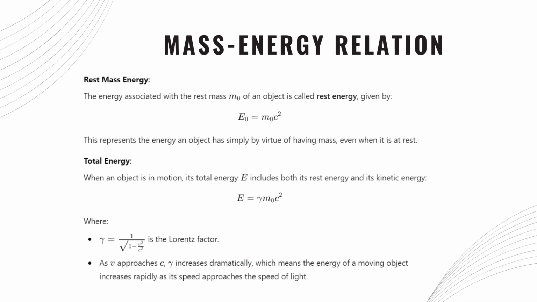Rest mass energy. The energy associated with the rest mass m0 of an object is called rest energy, given by E0 equals m0 c squared. This represents the energy an object has simply by virtue of having mass, even when it is at rest. Total energy. When an object is in motion, its total energy E includes both its rest energy and its kinetic energy. E equals gamma m0 c squared.